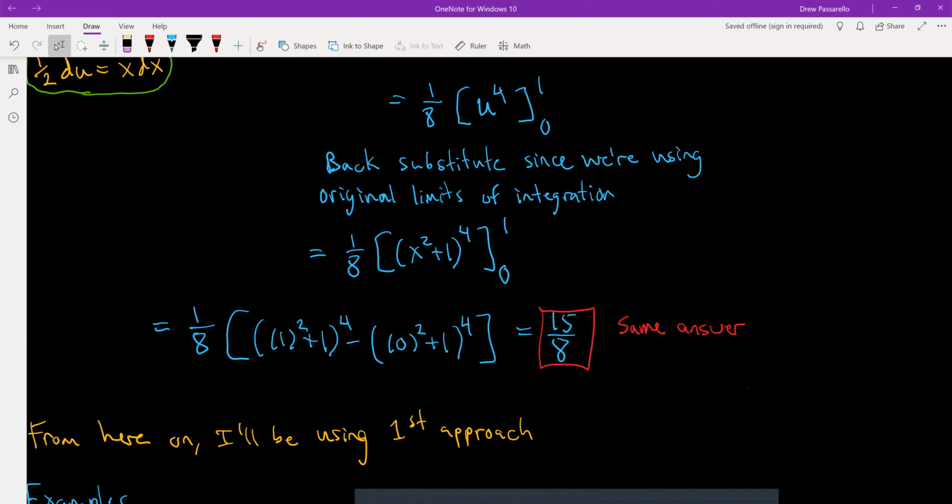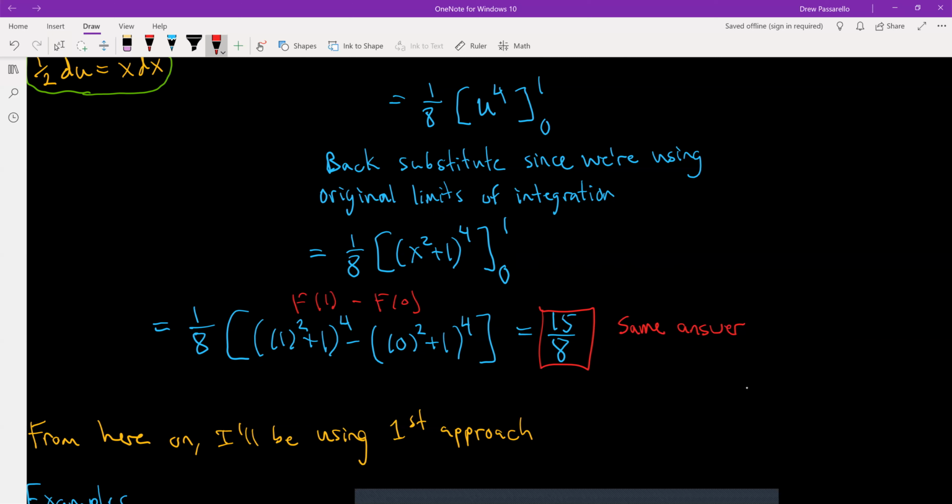All right, then I apply the fundamental theorem. It's just this time my upper limit's 1, my lower limit's 0. So I'm doing f of 1 minus f of 0, plugging in for x. And you get the same answer, 15/8.